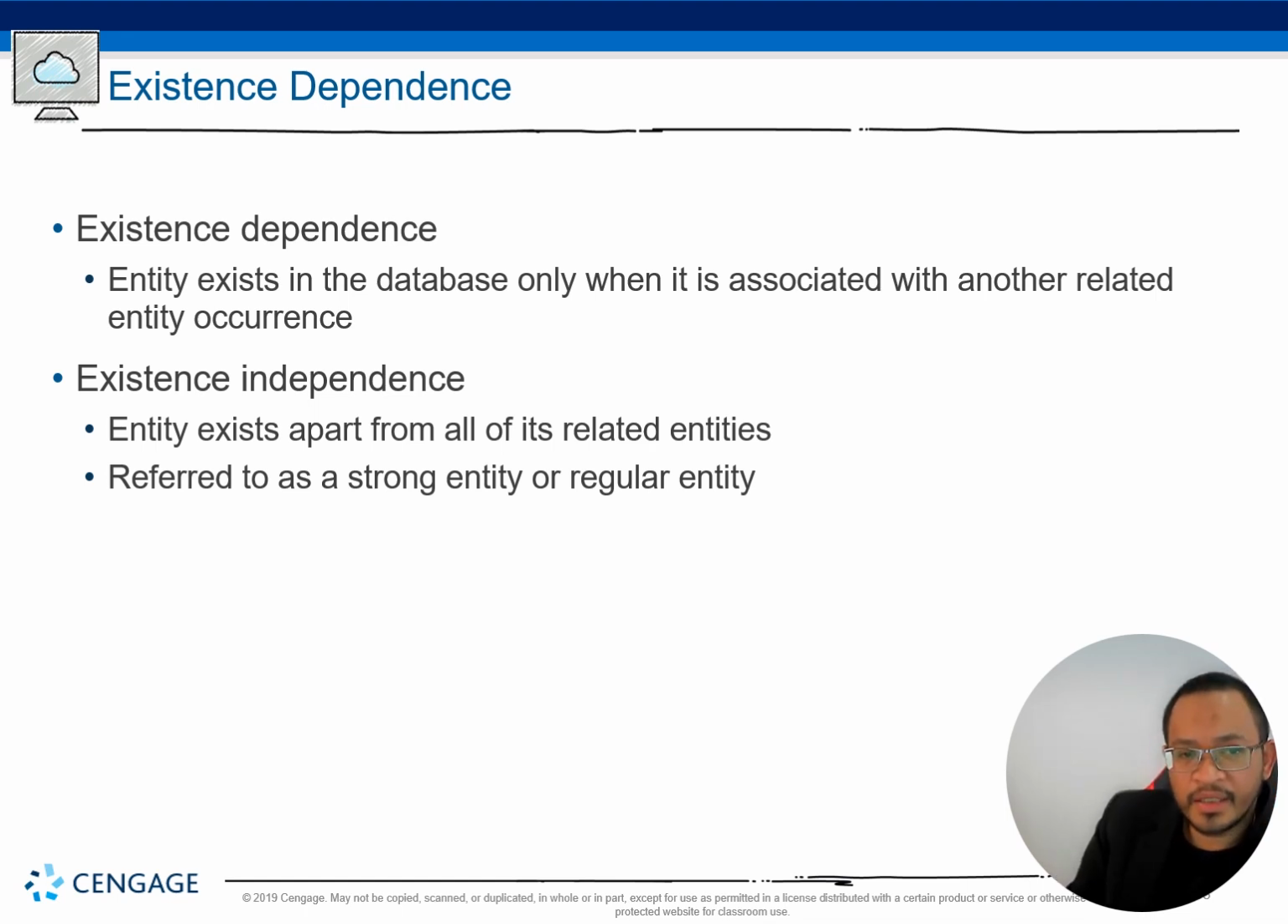So we have existence dependence. Existence dependence means that one entity depends on another entity. Existence independence means that it can stay on its own. It exists apart from all of the related entities, and is referred to as a strong entity or regular entity. For example, the table user doesn't rely on another table, but however, another table will rely on the table user.